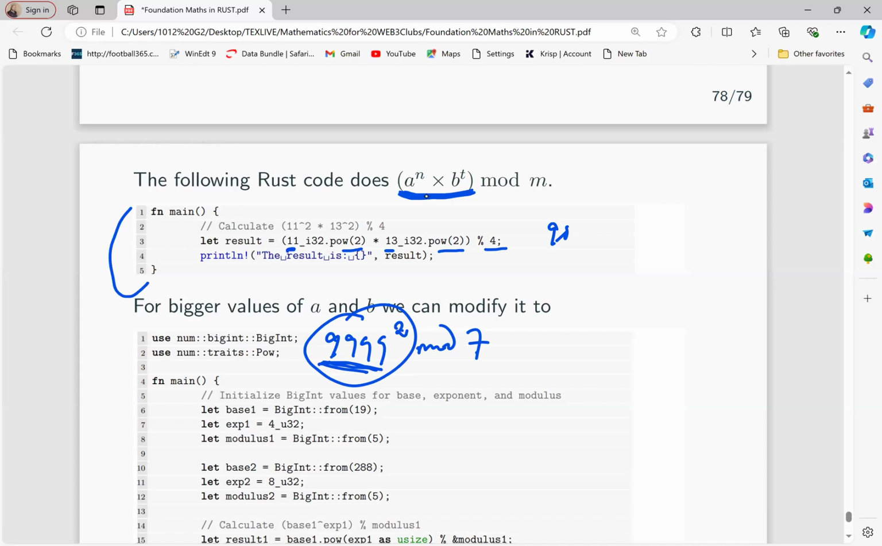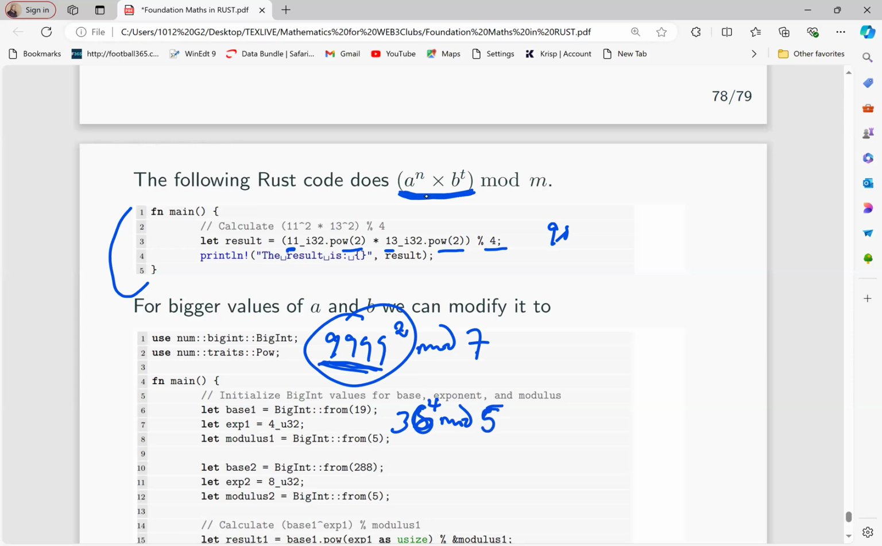For instance, when we had 5 raised to 4 mod, let me say 36, mod 5.